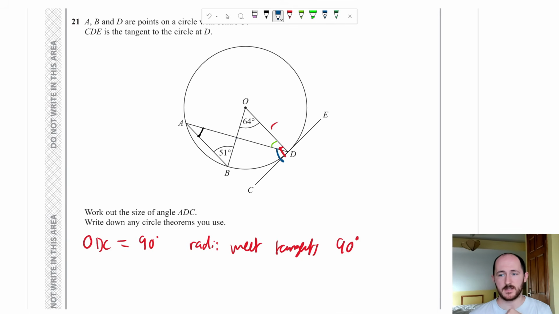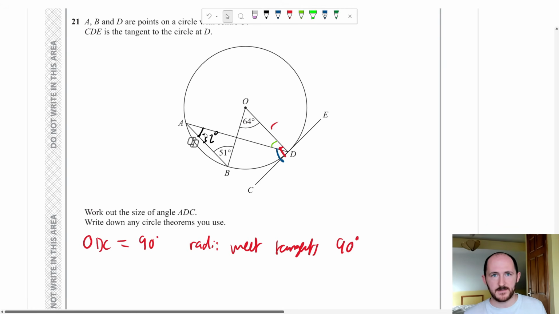Now, my first thought is, oh, they're the same because angles in the same segment. But the problem is one of these is at the center of the circle and one of them is at the circumference. So maybe that's triggered something in your head. Angles at the center are twice the angles at the circumference. So that would be 32 degrees, right?